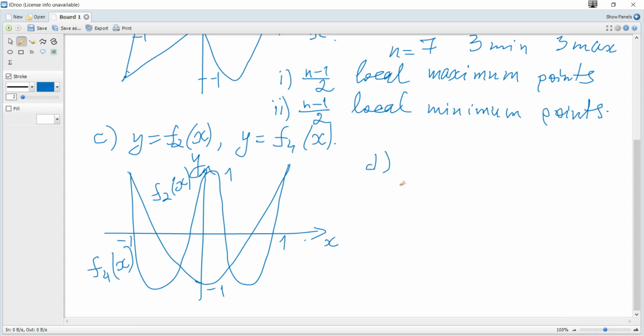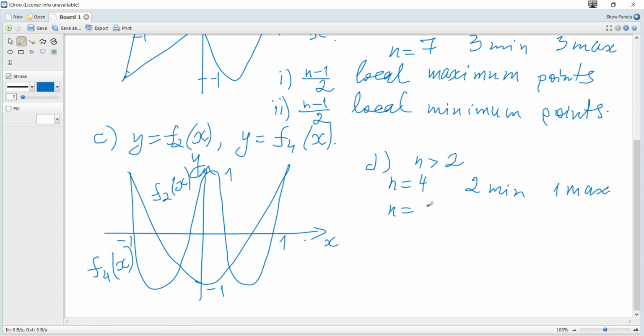D. For even values of n greater than 2, use a graphic display calculator to systematically vary the values of n, hence suggest an expression for even values of n describing in terms of n the number of local maximum points and local minimum points, for max. So n is 4, and we can see that there are 2 minimum points and 1 maximum point.